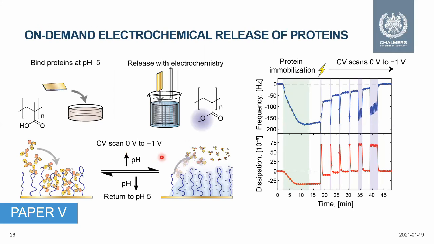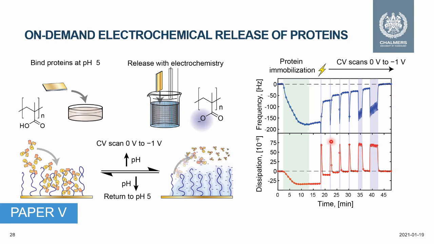And we can prove that this is the case by another in situ electrochemical QCMD experiment, where we begin by loading proteins at the start of the experiment at pH 5. Once the proteins are loaded to the surface, we then move on to tunably release the proteins that are bound by applying cyclic voltammetry scans to -1 volt. And for each scan, a dose of protein is released from the surface until enough scans have been repeated such that the signal returns to the baseline and we can restart the process by loading more proteins to the surface.